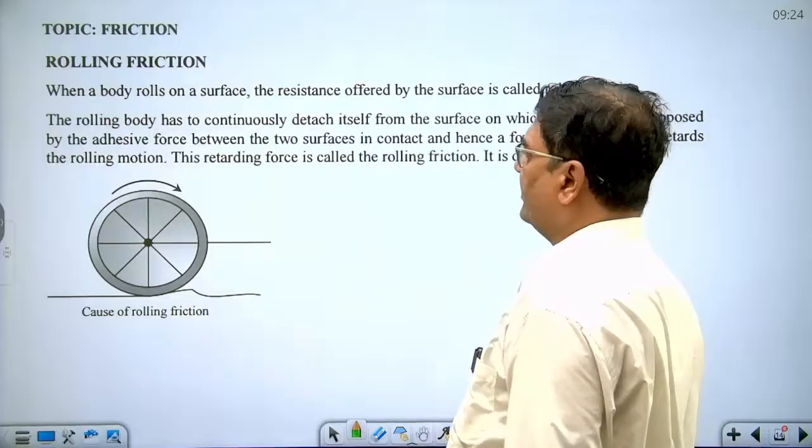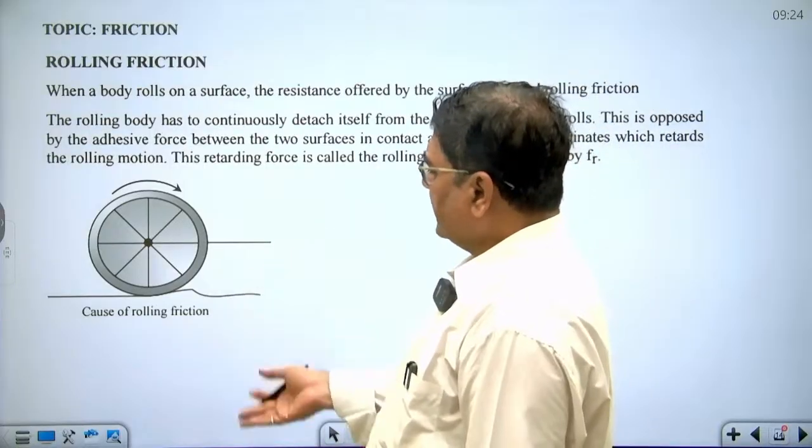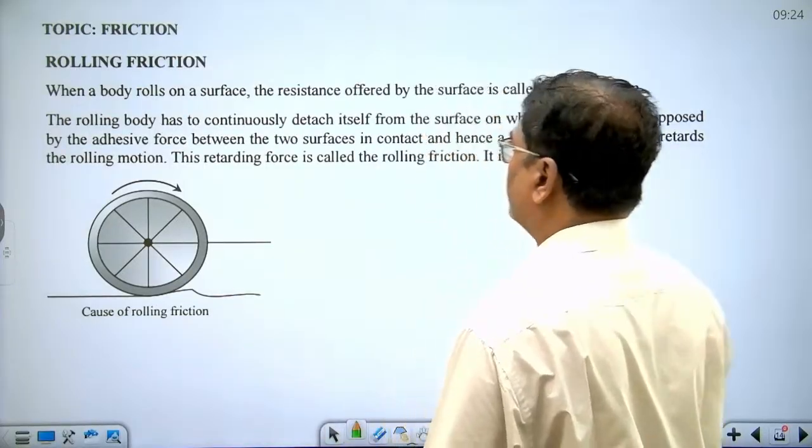And what is rolling friction? The friction experienced by the body during rolling situation is called rolling friction.